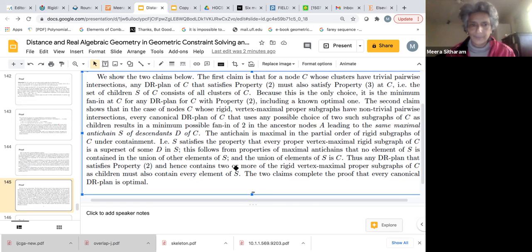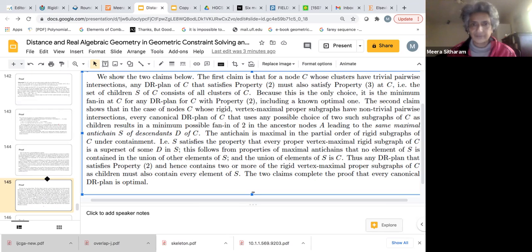So thus, any DR plan that satisfies property two and hence contains two or more of the rigid vertex maximal proper subgraphs of C, the children, must also contain every element of S. So together, the two claims complete the proof that every canonical DR plan is optimal. So essentially what this page is saying is that once we prove the two claims, then it would imply that the canonical DR plan is optimal.